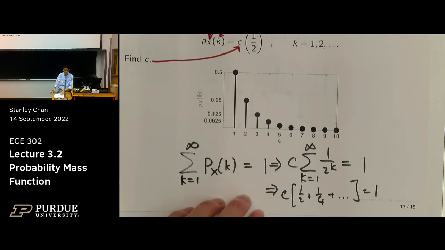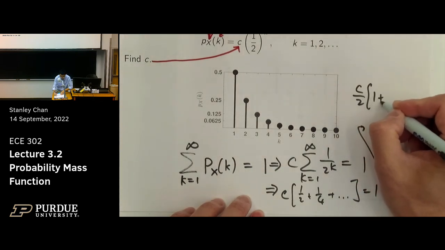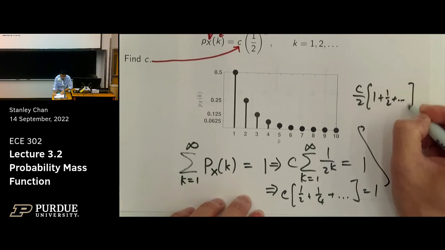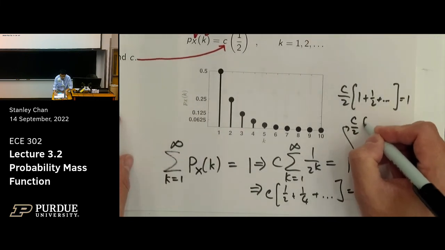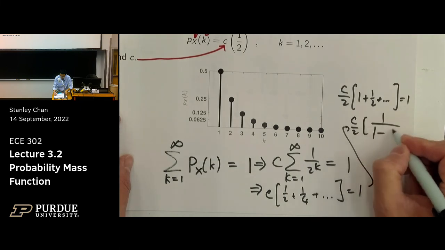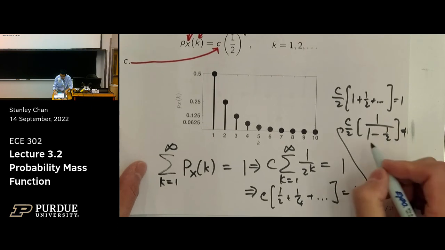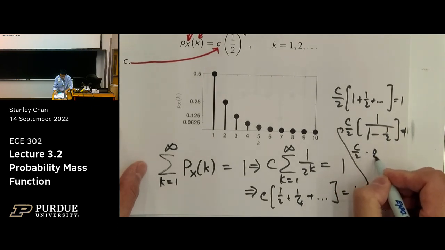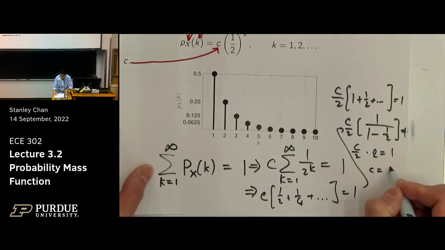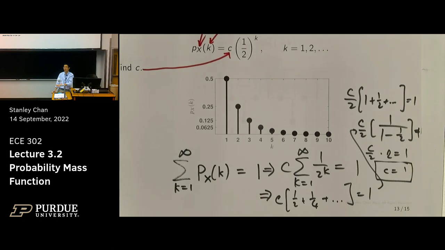That's very easy. It's a geometric series, so you have c over 2 times (1 plus 1 over 2 plus dot, dot, dot) equals 1. And so then you have c over 2 times 1 over (1 minus 1 half), that equals 1. Then c over 2 times 2 equals 1, so c equals 1. Right? So the rest is just algebra, it's not interesting.